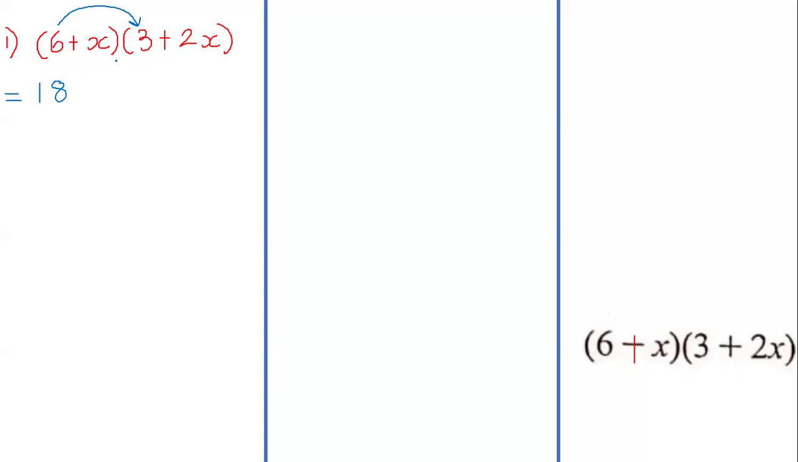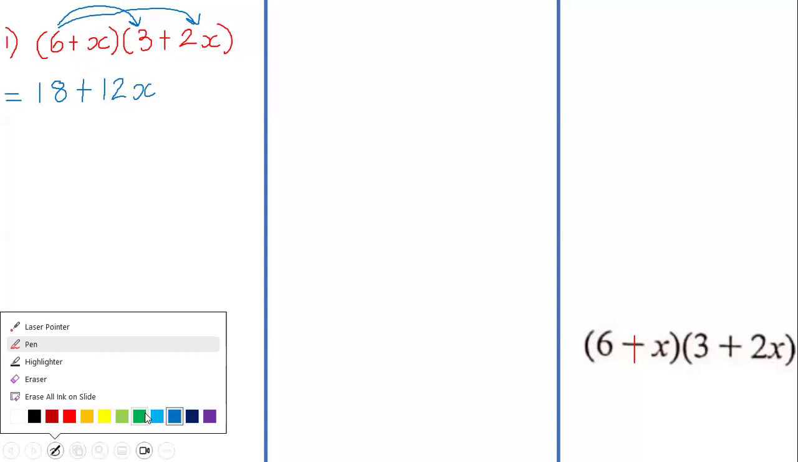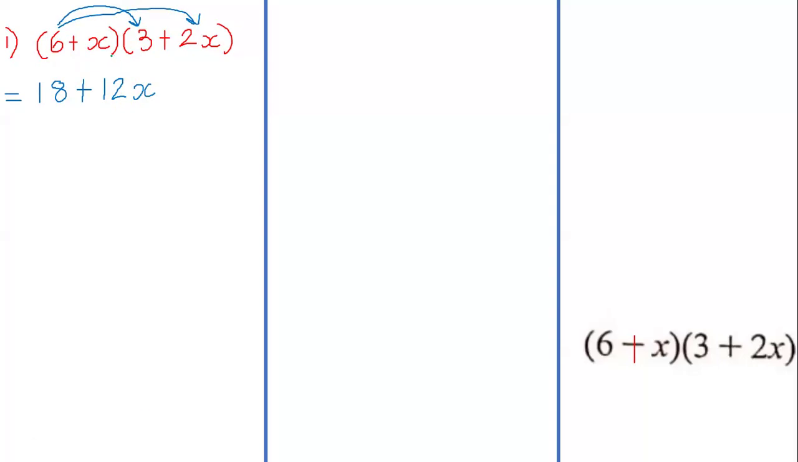So 6 times 3 is gonna be 18, and we have 6 times what? 6 times 2x is gonna be what? 12x. So quick recap, 6 times 3 is 18. 6 times 2x is gonna be what? 12x.